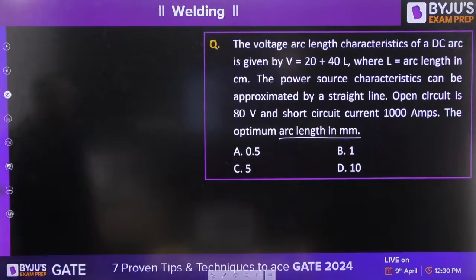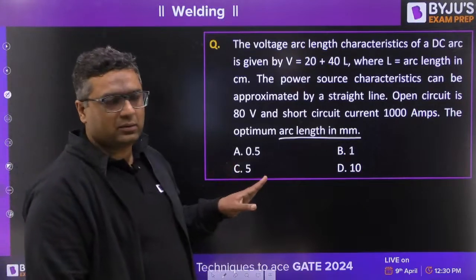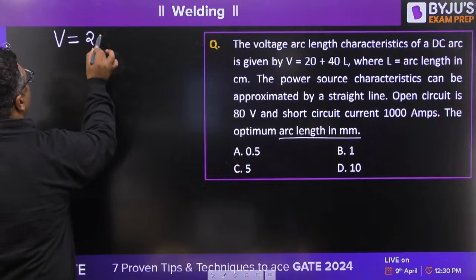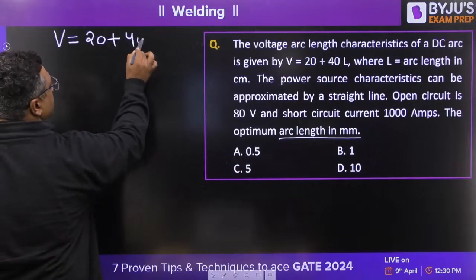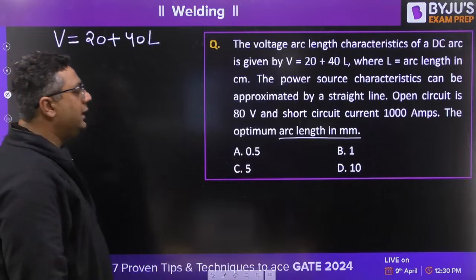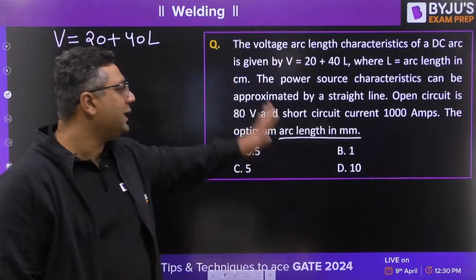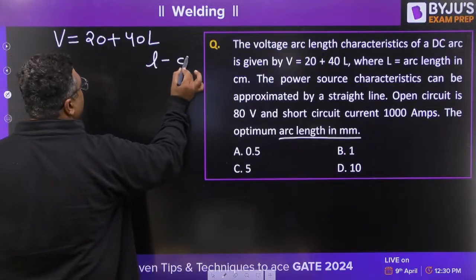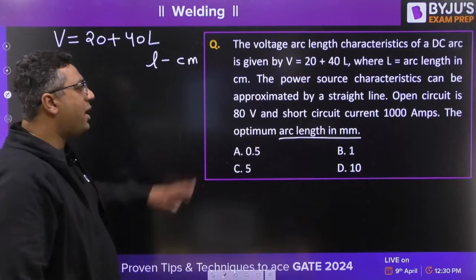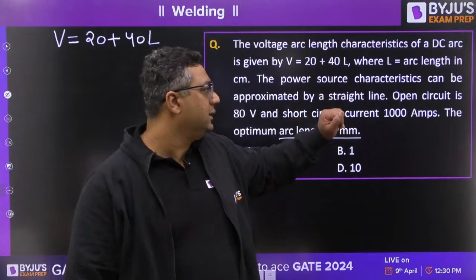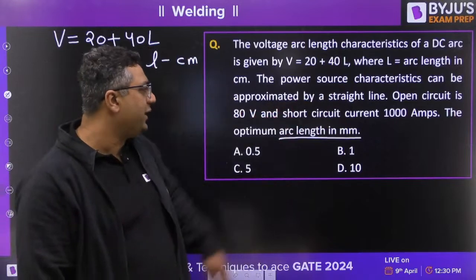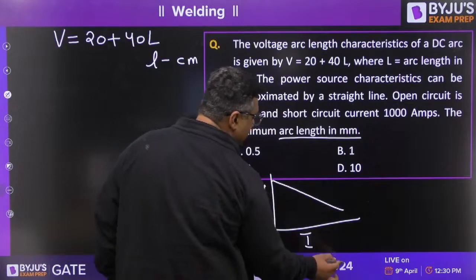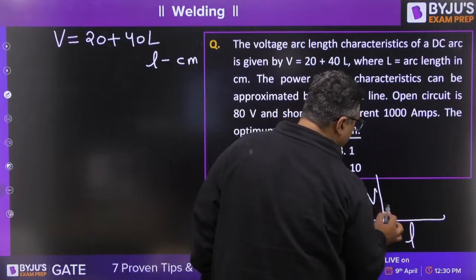The voltage arc length of a DC arc is given as E equals 20 plus 40L. Here L is arc length in centimeters. The power source characteristics can be approximated by a straight line, as I already told you, meaning the VI characteristics will be like this and the arc length characteristics will be like this.